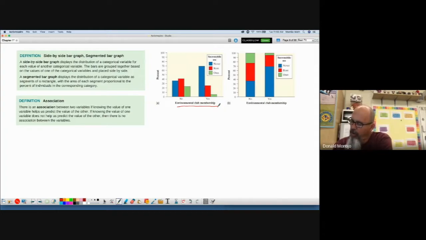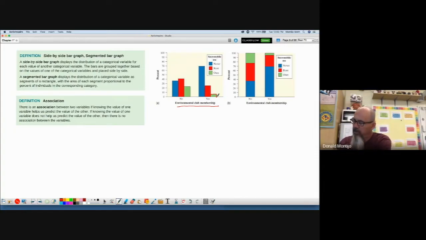Okay, now do you own a snowmobile? So if you're in the environmental club and you own a snowmobile, you'd be this short little green bar right here. The red bar would be your environmental club member who rents a snowmobile. The blue bar would be an environmental club member who's never used a snowmobile, and so on.